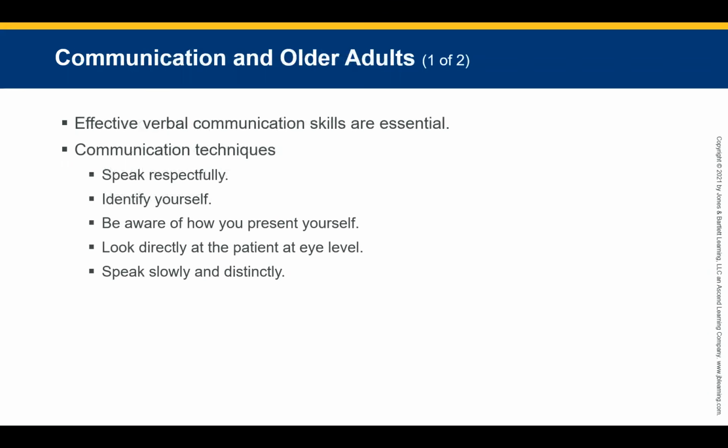Communication with older adults. We know effective verbal communication is something we have to do. We have to think about how challenging those are. We know that sometimes they're hard of hearing, and there are changes in communication abilities that accompany age, such as dementia or other diseases.